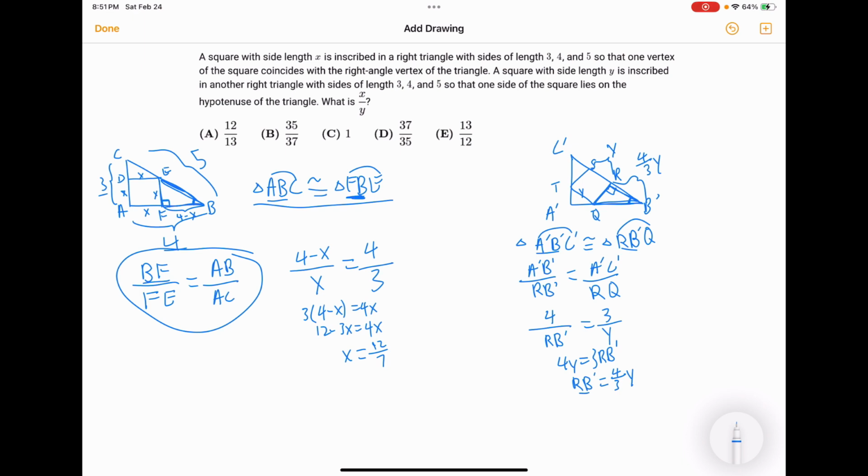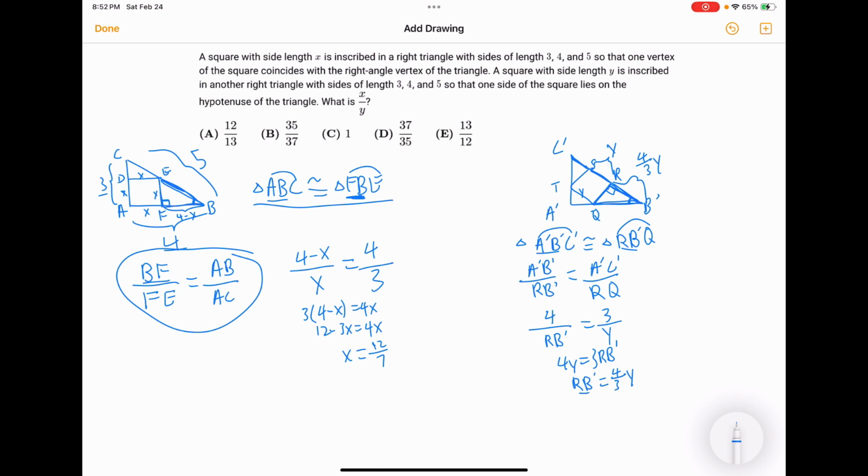And so we can actually add all of these three segments together. So C'S, this segment, plus RS, which we already know is y, and then RB', which you already know is 4 over 3 y. If we add all these three segments together, that would give us 5. So we can just set up an equation. But we don't know what C'S is. So that is what we should be trying to figure out next.